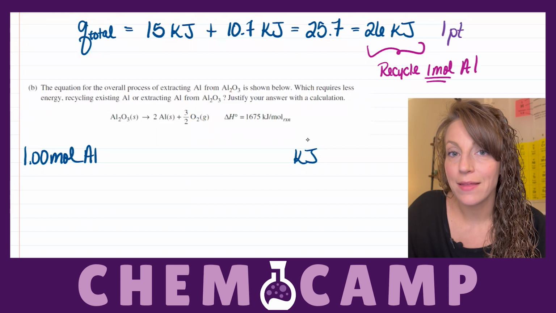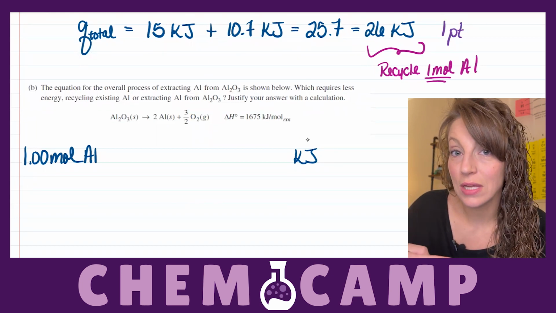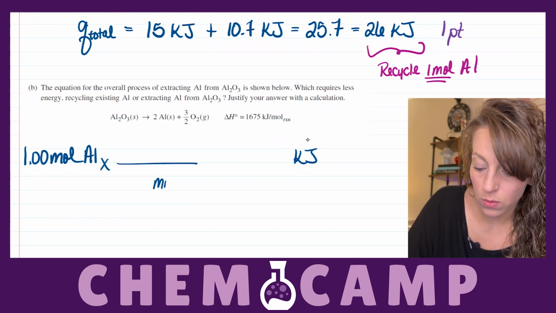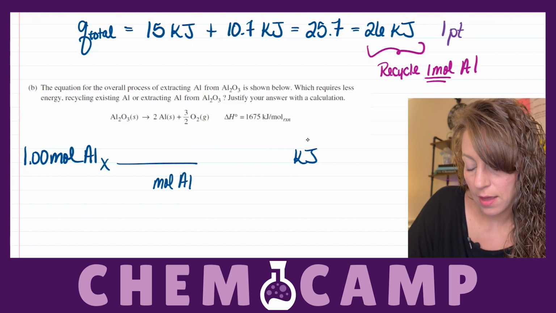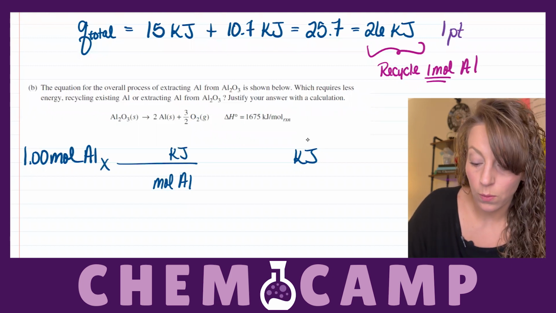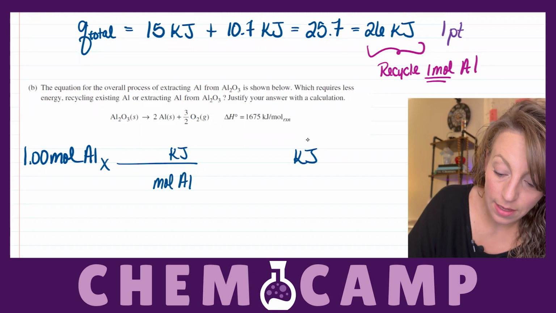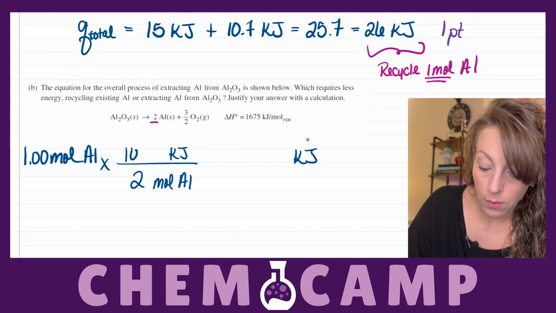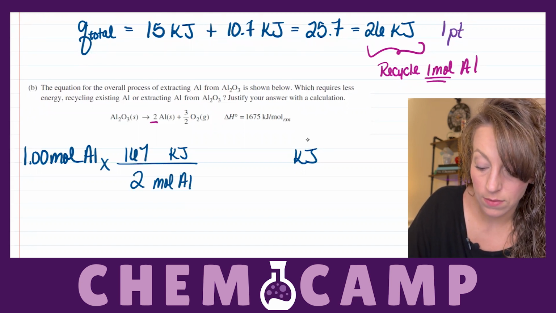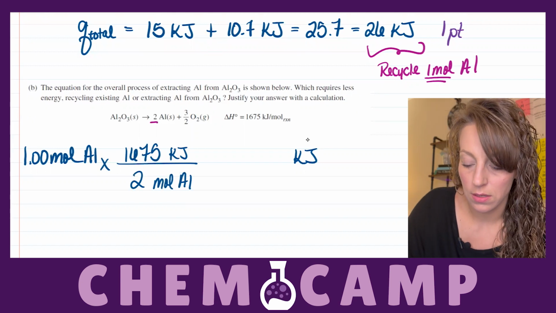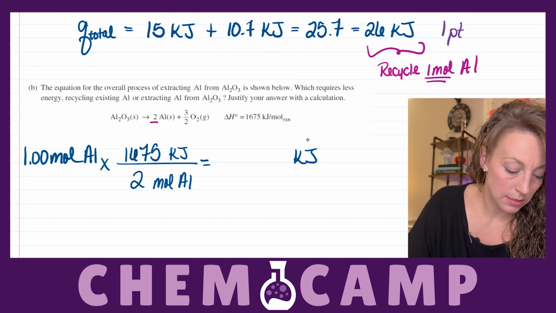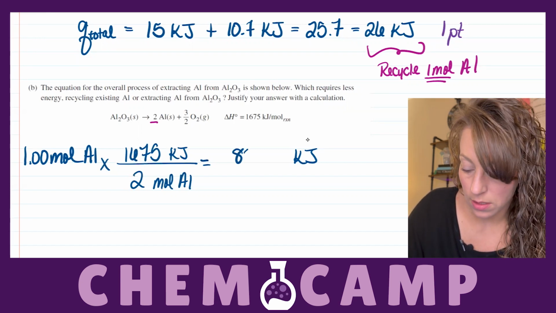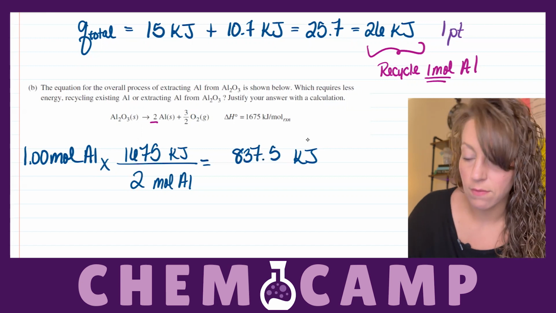But since we've got that balanced equation and the enthalpy associated with it, we can actually very easily convert between moles of Al and kilojoules, where, according to that balanced chemical equation, I've got 2 moles of Al, and that requires 1,675 kilojoules of energy. So technically here, we're going to take the 1675 and divide it by 2, which gives us 837.5 kilojoules.